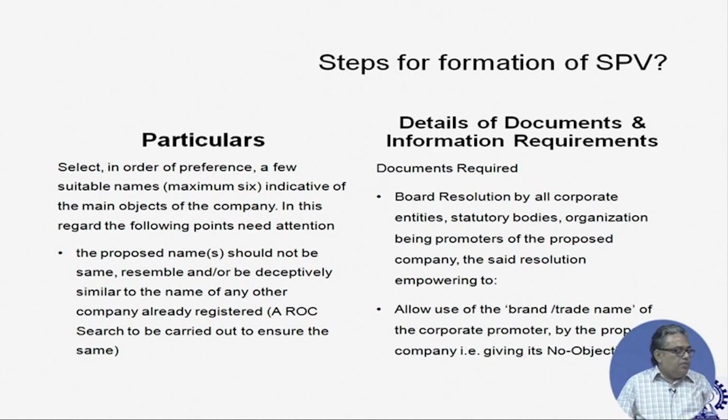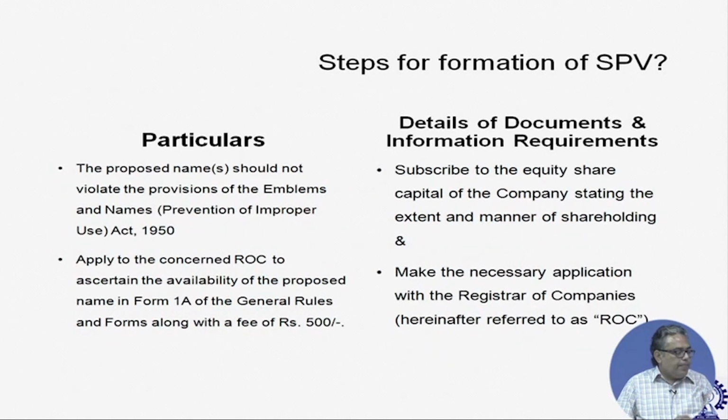The first thing you need to do is have a name for your company or the special purpose vehicle, and for that you need to have a suitable mix of 6 names. These names should not resemble the existing name of any other company which is already in existence or which is doing business in the market.